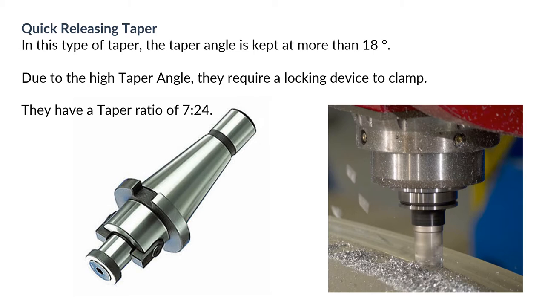Another type of taper is the quick releasing taper. This is primarily used for location and quick releasing. These tapers are not self-locking and the angles are usually greater than 18 degrees. They require a locking device like a drawbar on a milling machine. These tapers are commonly used on milling machines, borers, and CNC milling machines.